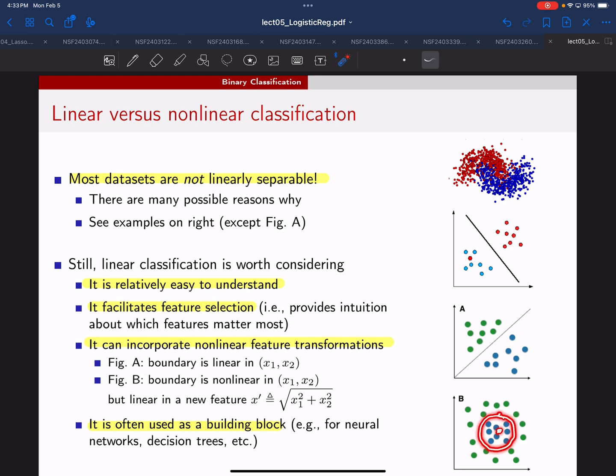If the radius is less than this amount, it's blue. If the radius is greater, it's green. Okay, so just a simple contrived example of how nonlinear processing can take a problem that's not linearly separable and make it into a problem that is linearly separable. All right. Okay, any questions on anything so far? Okay, great.